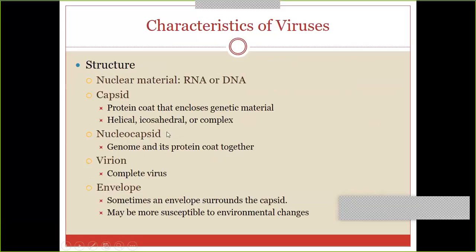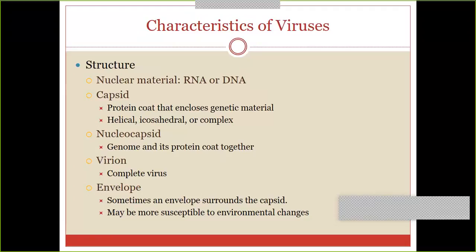Okay, so in general, we first need to know the characteristics of a virus. A virus is going to be classified as either RNA or DNA. It just depends on which nuclear material it has. It will have a capsid, which is basically the protein coat that encloses that genetic information. It can be different shapes. It can be considered a helical capsule, an icosahedral, or complex.